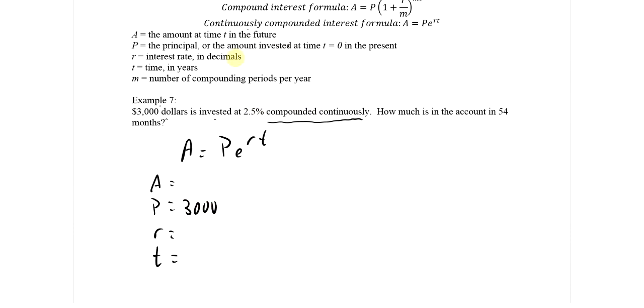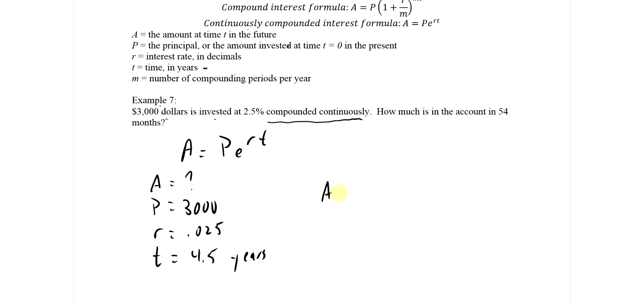2.5%, that's my interest rate, and we need that in decimals, 0.025. And 54 months, that's time, but I need 54 months in years. Time always has to be in years. So 54 months is 48 months plus 6 months, or 4.5 years. Remember, time always has to be in years. And then this is what I want to know: how much is in the account, the amount, in 4.5 years?